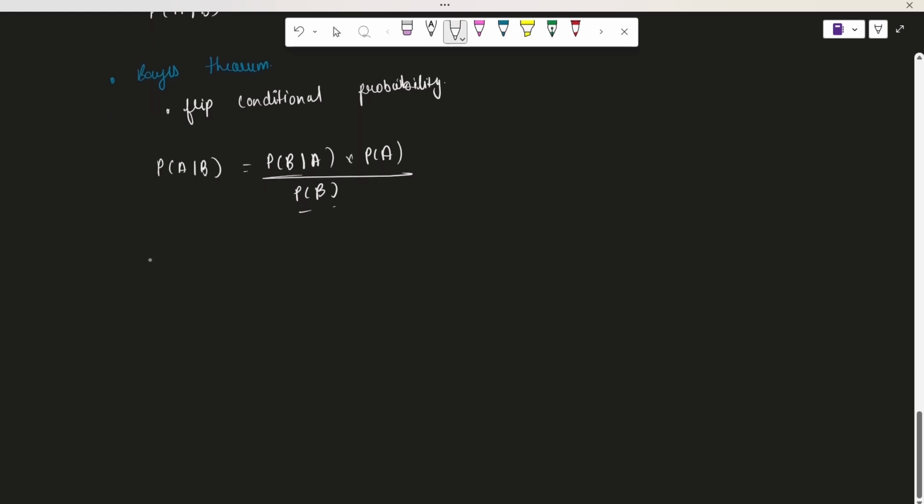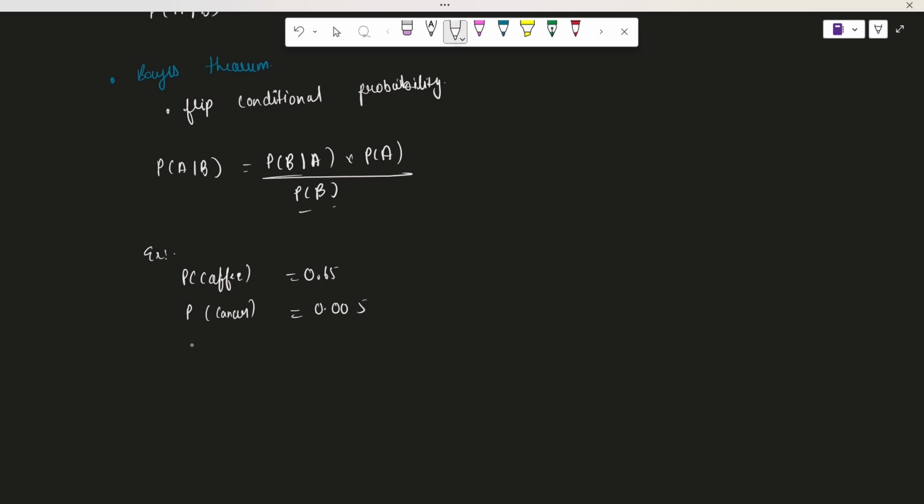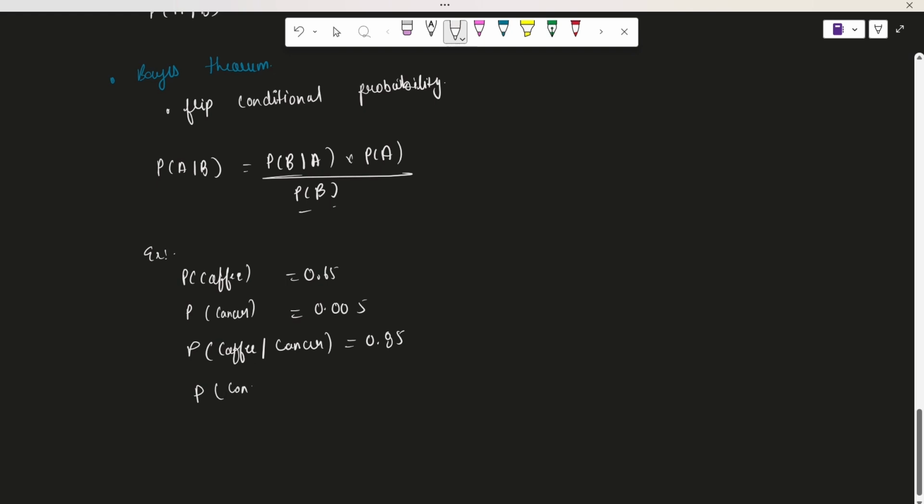So if we take an example in which we are given the probability of coffee, that is 0.65, probability of people who have cancer, that is 0.05, and probability of coffee with respect to cancer will be 0.85. Then we need to find the probability of cancer for people who drank coffee, which will be 0.85 into 0.05 divided by 0.65, and we got 0.65%.